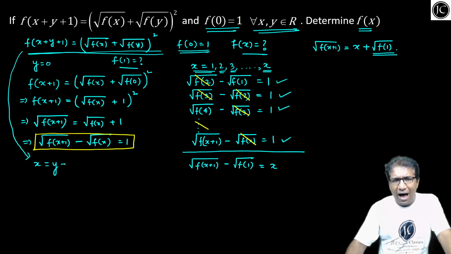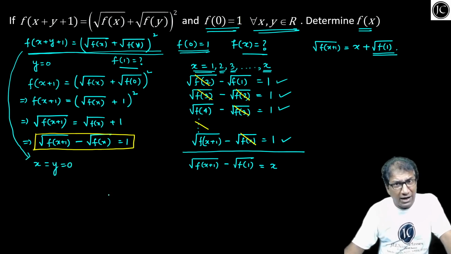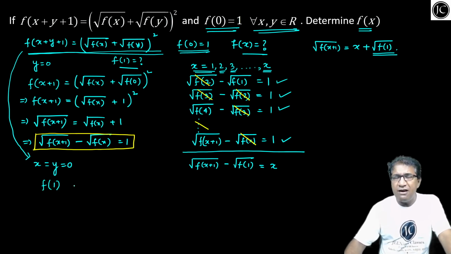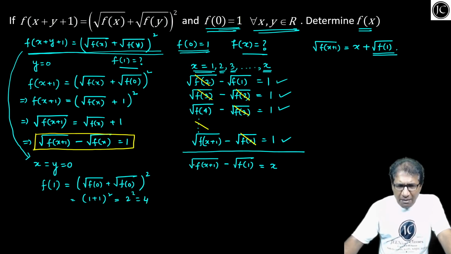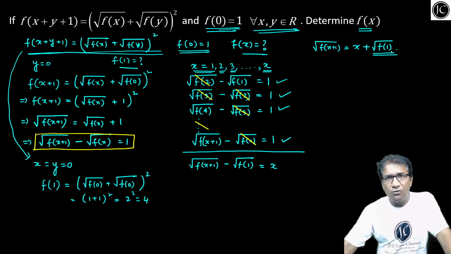x equals to y equals to 0 पुट कर दे रहे हैं. क्यों कर रहे हैं? क्योंकि लेफ्ट हैंड साइड में ऑब्जर्व करो, मुझे f1 मिलेगा. राइट हैंड साइड में क्या मिलेगा? root over of f0 plus root over of f0. और f0 का वैल्यू मुझे पता है, which is 1. So it will be (1 plus 1) का स्क्वायर, मतलब कितना आ रहा है? 2 स्क्वायर, मतलब आ रहा है 4. इसका मतलब यह हुआ कि f of 1 का वैल्यू is 4.